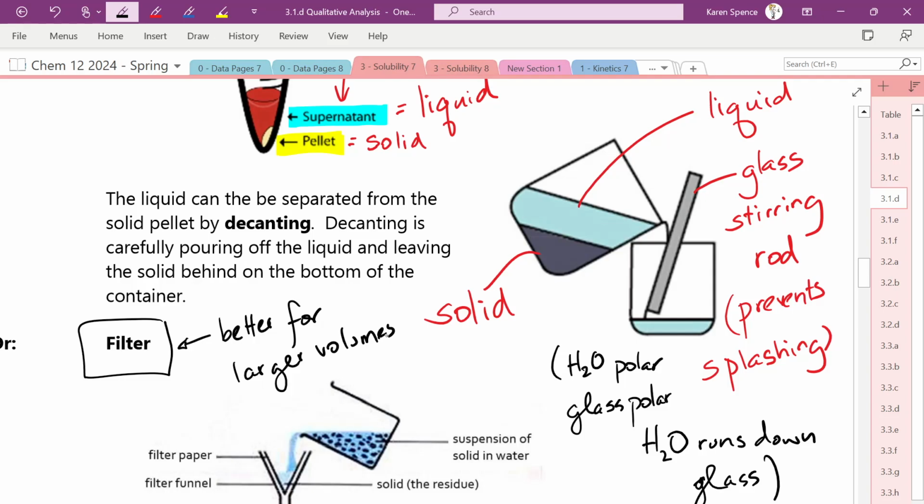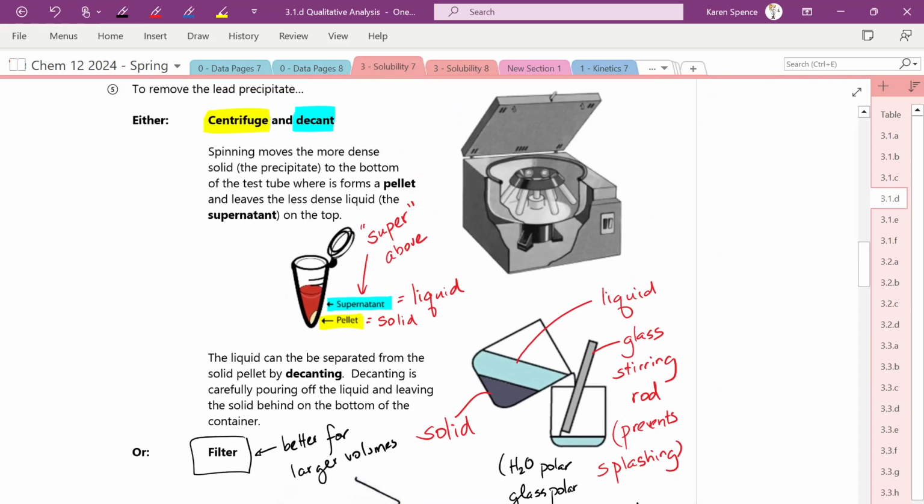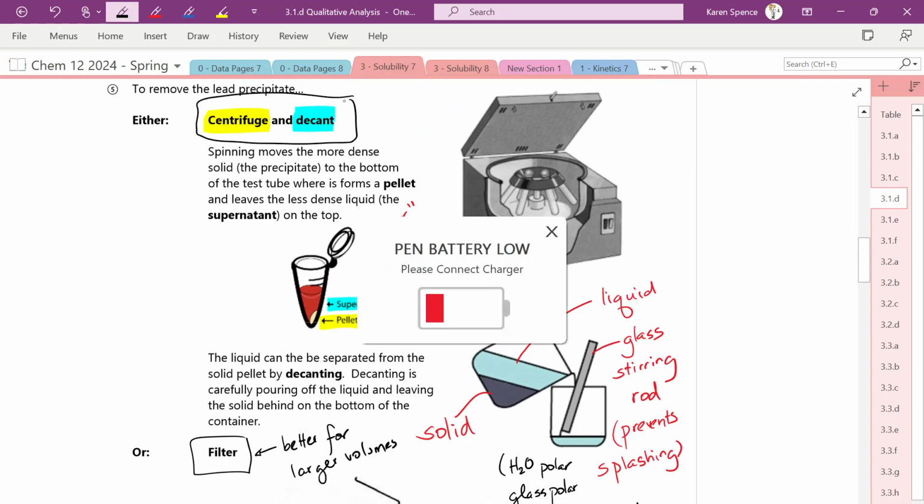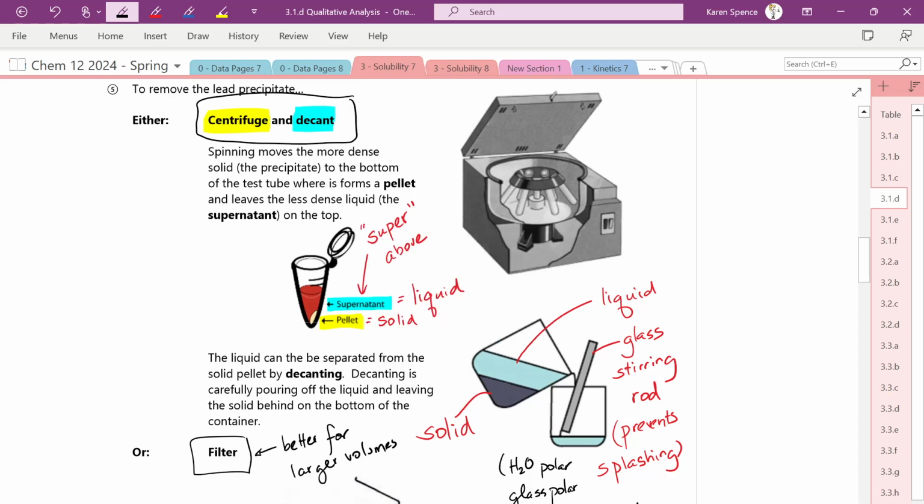So in real life, if you had to choose between centrifuging and decanting and filtering, most of the time I would choose the centrifuge and the decant. If I'm writing an answer to a problem, filter is a lot shorter than centrifuge and decant. So I might choose filter in that particular instance, okay? But whichever you prefer. I've always been a centrifuge and decant girl.